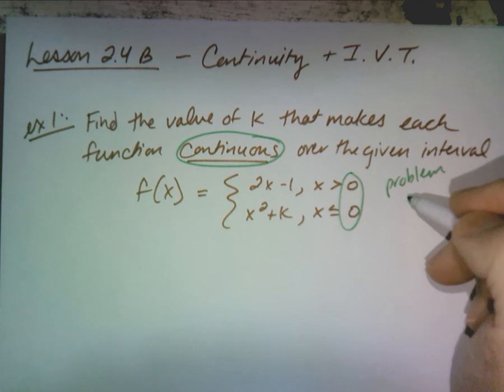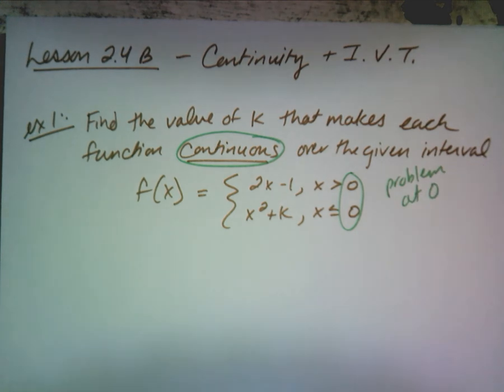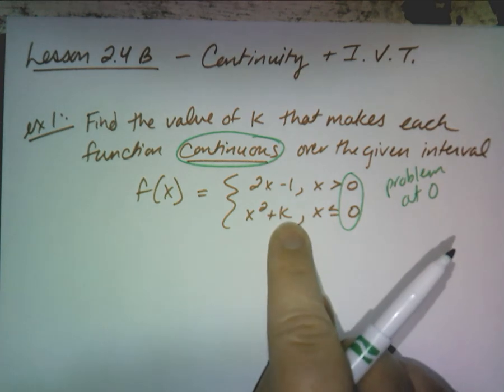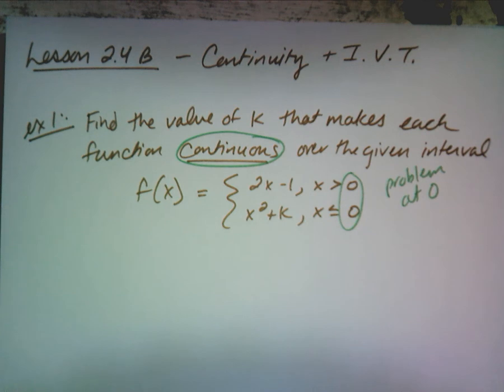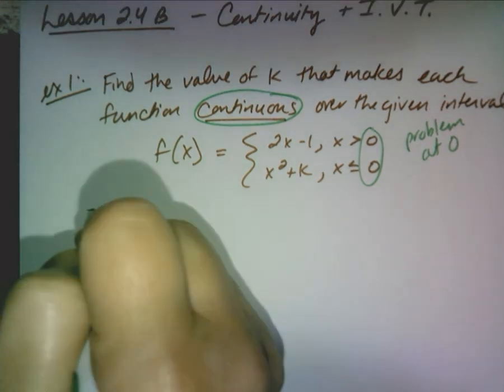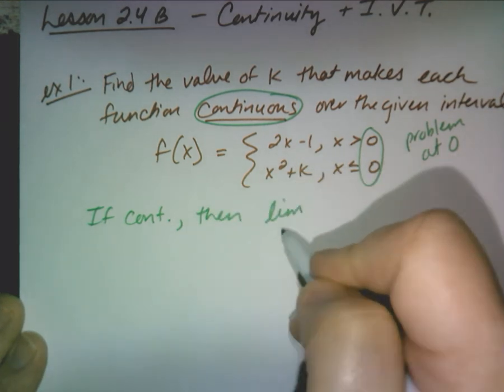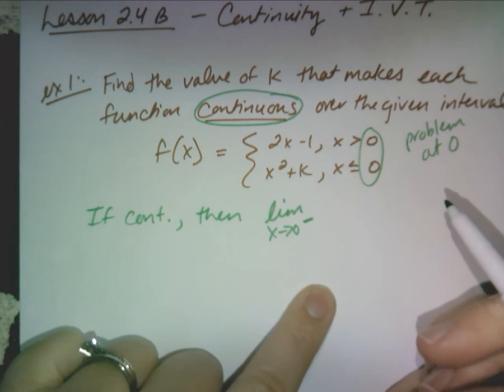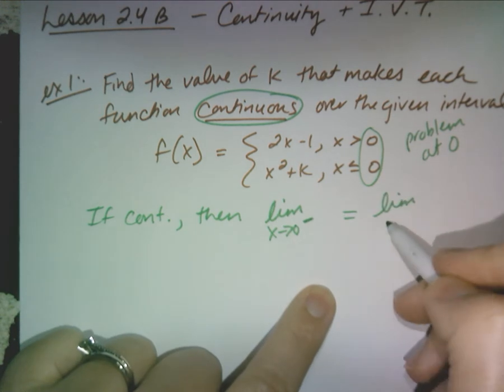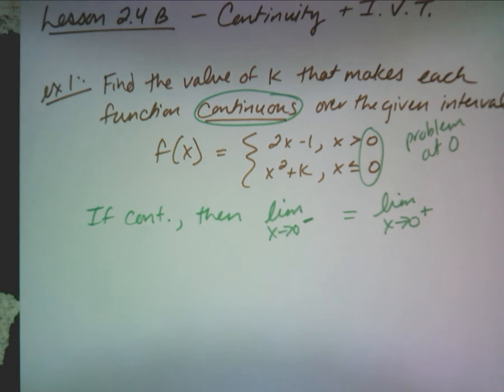So we want to check this. It does exist, I just don't know what it is. How do I figure it out then? Well, then you check the left and right limit. Okay, so if I'm continuous, then the limit as I approach 0 from the left should equal the limit as I approach 0 from the right. That's what point 2 in the definition of continuity says, that the limit should exist, okay?